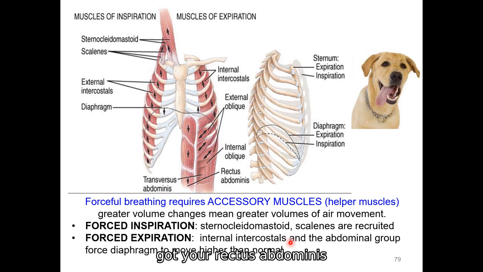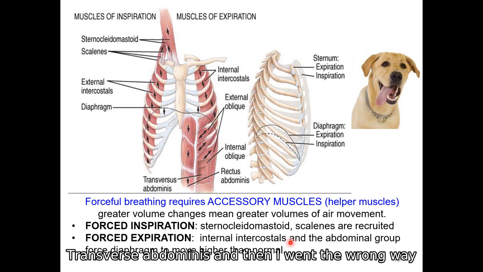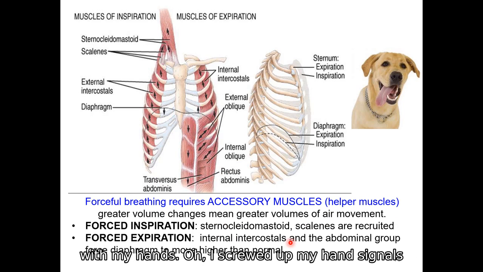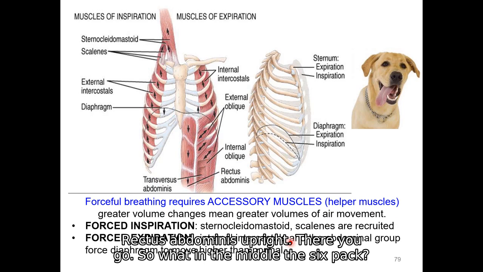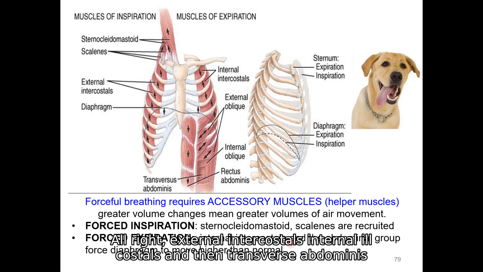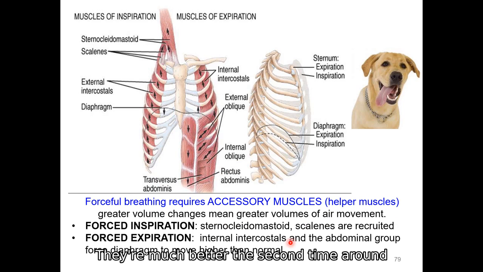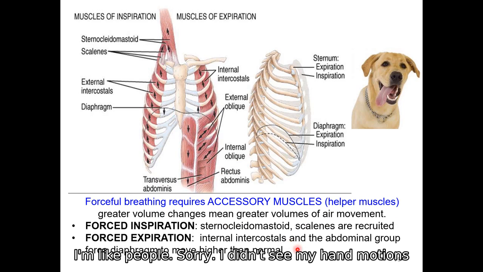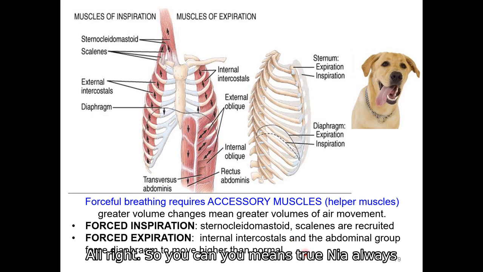Okay, so if you remember, you've got your rectus abdominis, you've got your internal, external, transverse abdominis, and then I went the wrong way with my hands. Oh, I screwed up my hand signals. Rectus abdominis, upright. There you go, the one in the middle, the six-pack, all right? External intercostals, internal intercostals, and then transverse abdominis. They're much better the second time around. Online people, sorry you didn't see my hand motions.